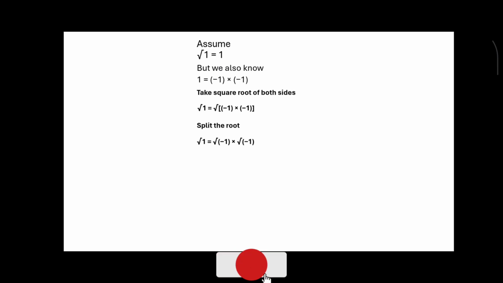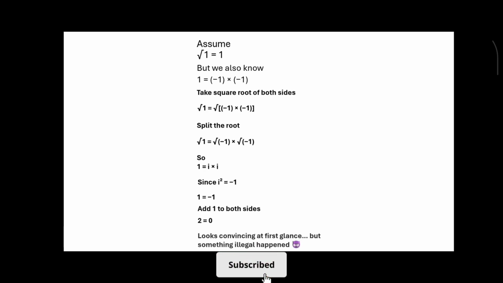The square root of -1 is i. So we now have 1 equals i times i. But i squared equals -1. That means 1 equals -1. Now add 1 to both sides. 2 equals 0. Looks convincing at first glance, but something illegal happened.